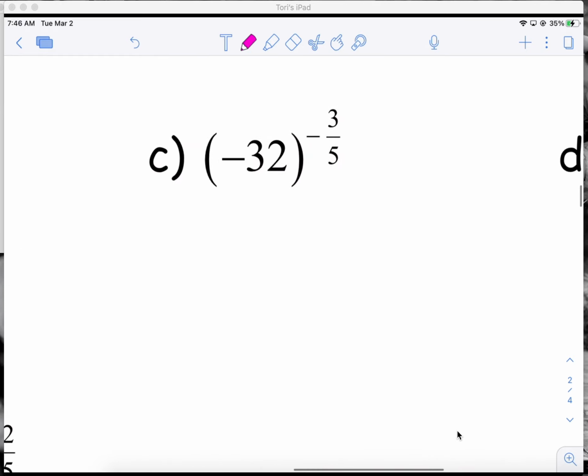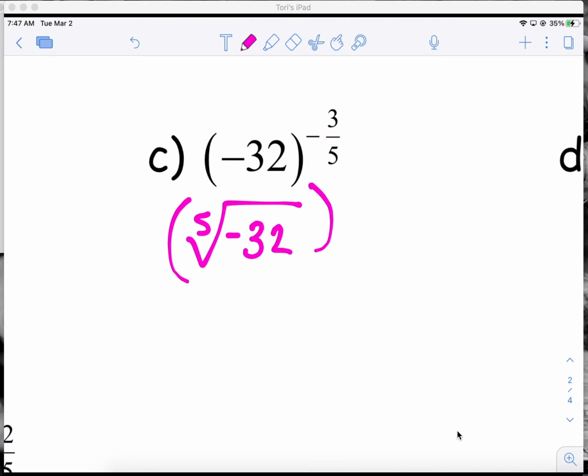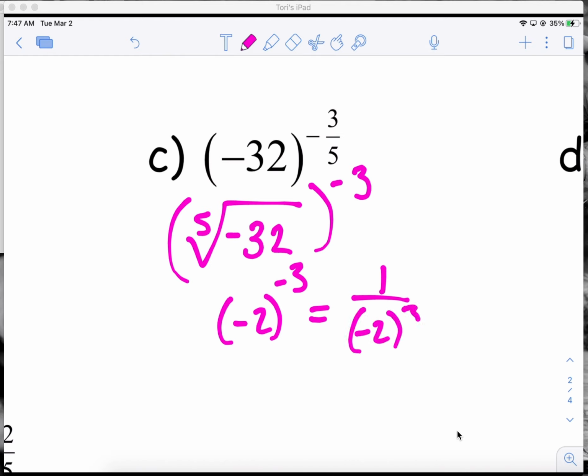All right, C. So I'm going the 5th root of a negative 32, and I'm going to raise that whole thing to a negative 3rd power. Okay, so I kept the negative with the top number. All right, looking at that, 5th root of a negative 32 would be a negative 2, and I'm raising it to a negative 3rd power. Negative 3rd power means I'm going to change its level, so that's the same as saying negative 2 to the 3rd power in the denominator.